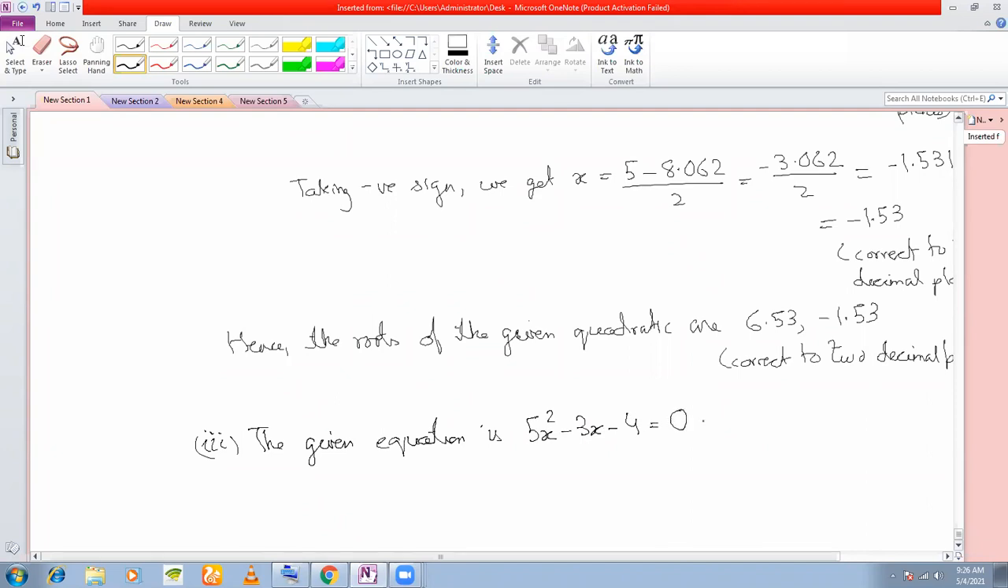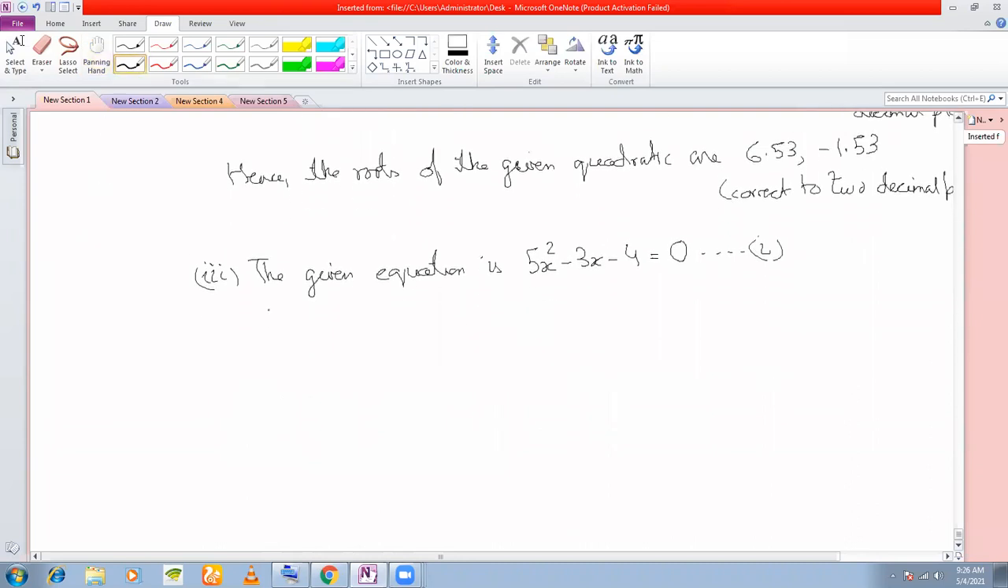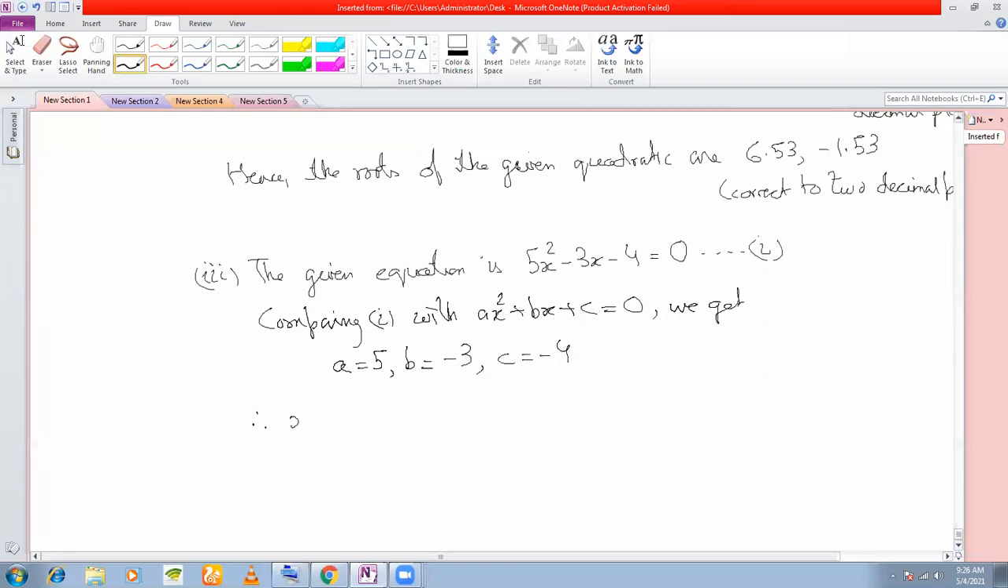This is already in the form ax square plus bx plus c. We call this 1, and we compare this with the standard form ax square plus bx plus c equal to 0. We get a is equal to 5, b is equal to minus 3, and c is equal to minus. Now you put it in the formula, x is equal to minus b plus or minus square root of b square minus 4ac by 2a.